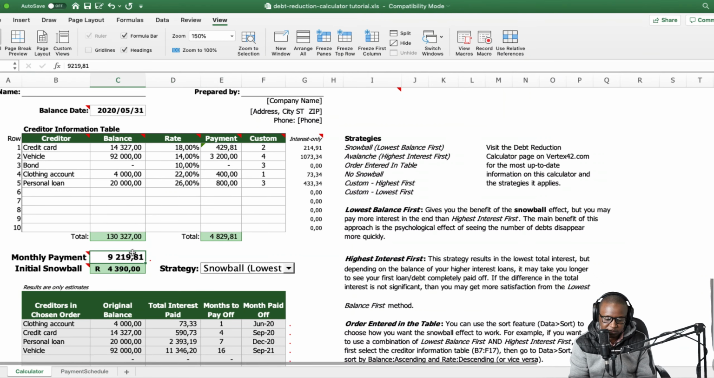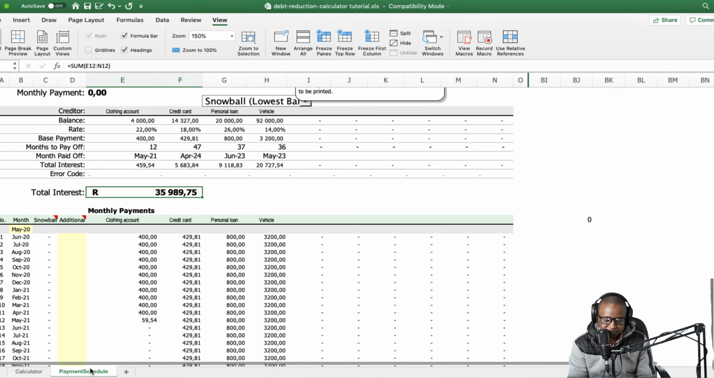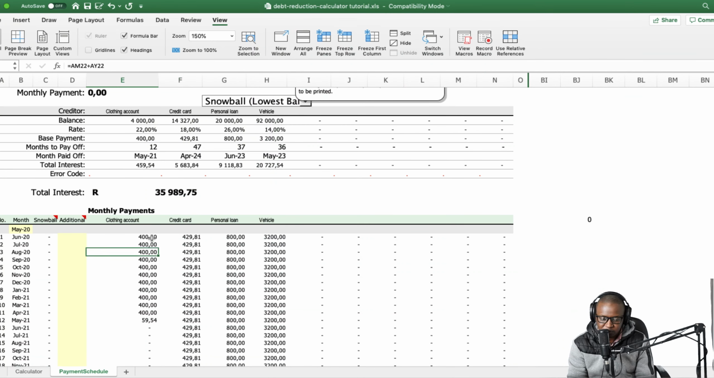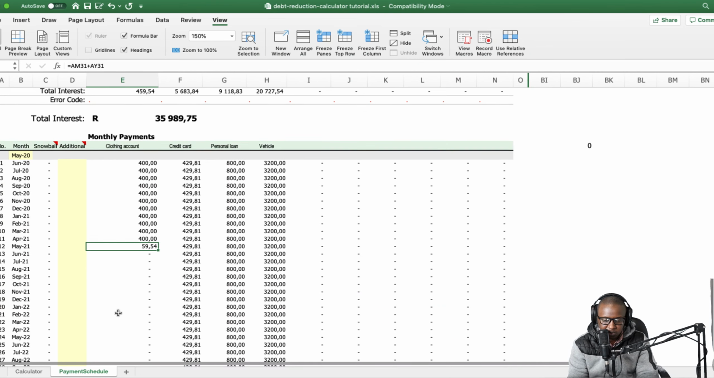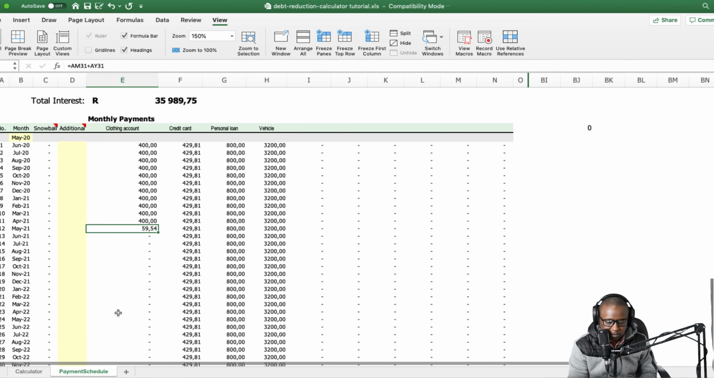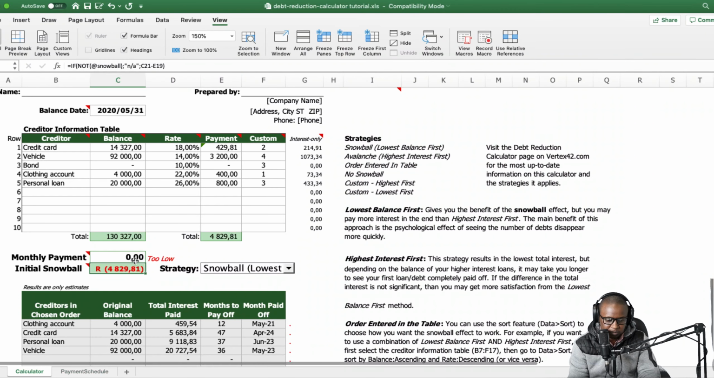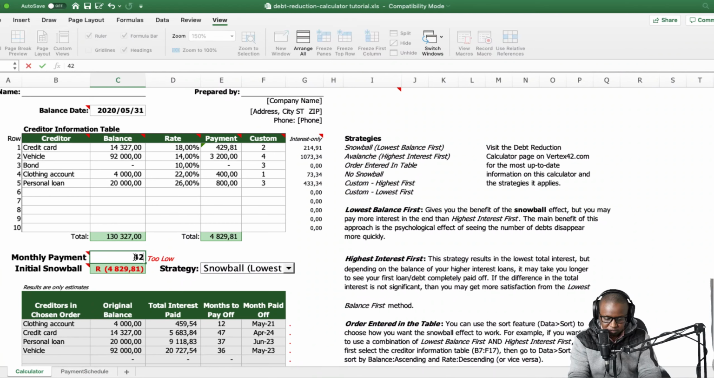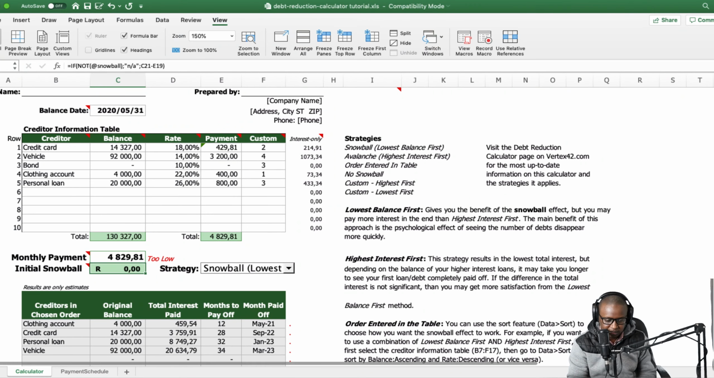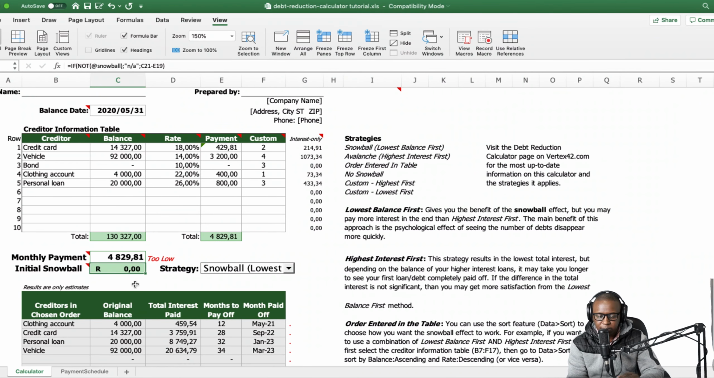If you look at the snowball method here, like I said, the smallest debt is the clothing account. So you're going to pay 400 until it's finished. Once it's finished, you're going to move it over to, okay, let me put the snowball. The amount for the total repayments here is 4,829.81. Yeah, that's the total repayment, if you're not putting anything extra towards your repayment.